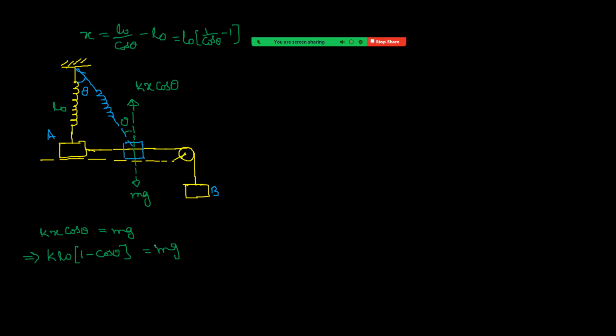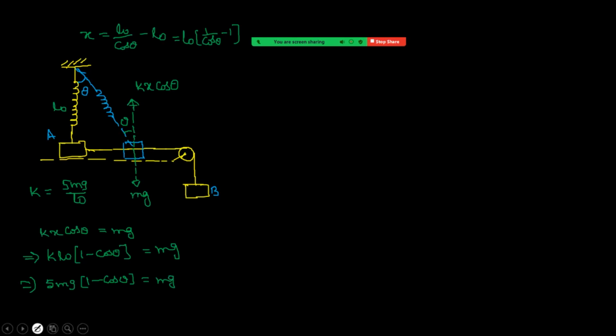Now see carefully the value of K. K is given here, K equal to 5 mg upon L naught, right? That means in the place of K L naught, write 5 mg. So in this place, write 5 mg. I will write here once again, one more step. So 5 mg into 1 minus cos theta, that is equal to mg.